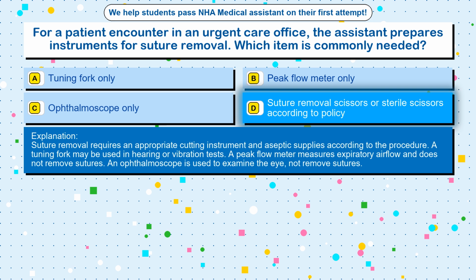Suture removal requires an appropriate cutting instrument and aseptic supplies according to the procedure. A tuning fork may be used in hearing or vibration tests. A peak flow meter measures expiratory airflow and does not remove sutures. An ophthalmoscope is used to examine the eye, not remove sutures.